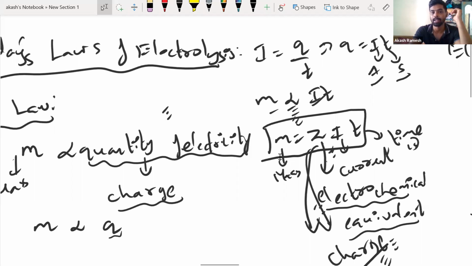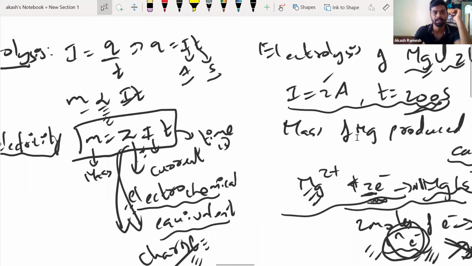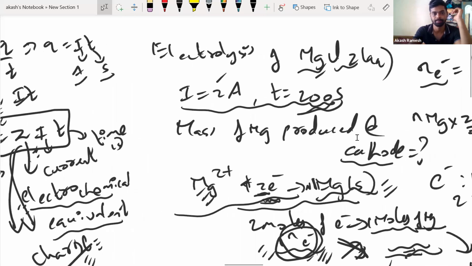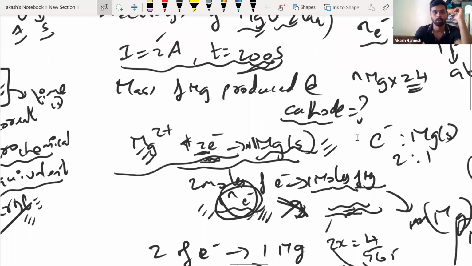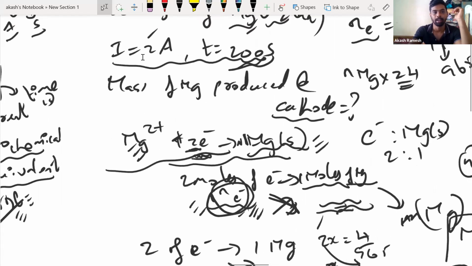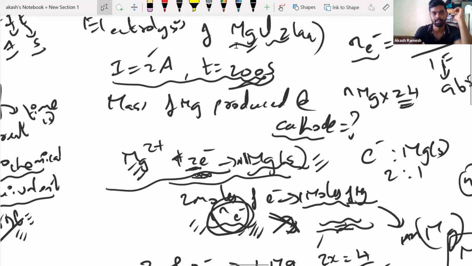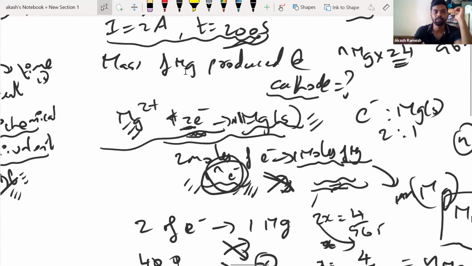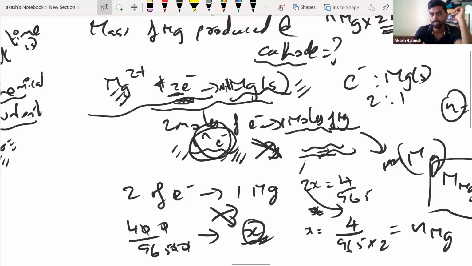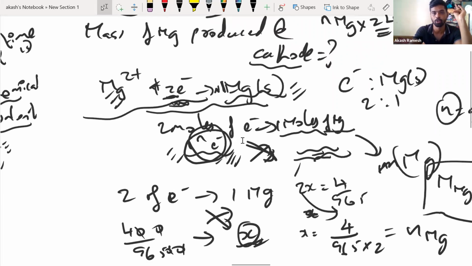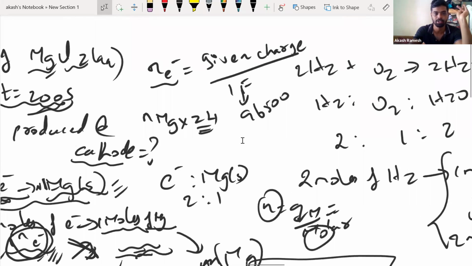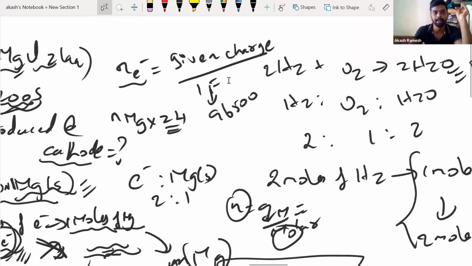Then we went on to see this formula, m is equal to Z into I into t. I told you that we will not be using this formula, right? Instead, we'll be going for stoichiometry, right? We even did some problems. So I gave you a question, say for example, I have a current of 2 amperes passed for 200 seconds, how much amount of Mg is produced from MgCl2, right? So all you have to do is first write the equation very properly, right? And then first step is write the reaction. Second step is to find the number of moles of electron. Hope you all remember, I told you number of moles of electron is Q divided by 96,500.